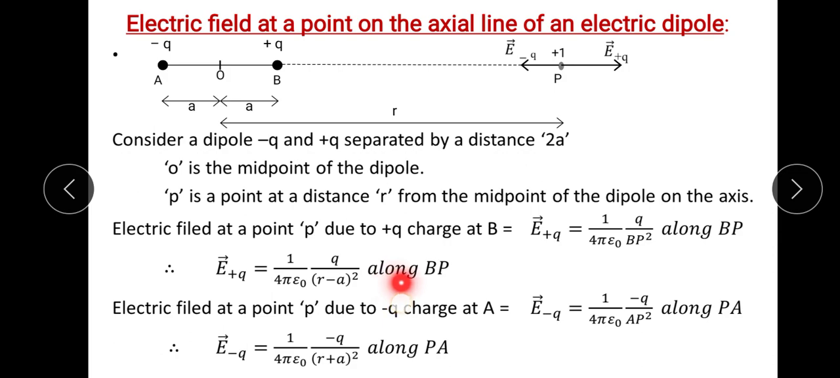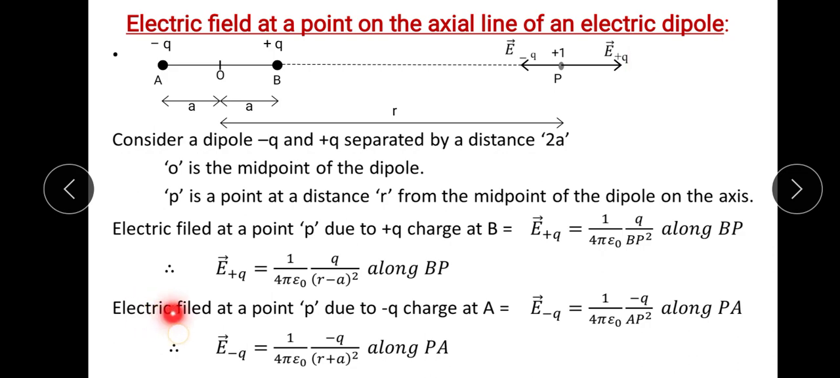The direction of this electric field is along BP, because you know that the electric field at any point due to a positive charge is directed away from the charge. So you can see in the diagram itself, E plus q is directed away from the charge.